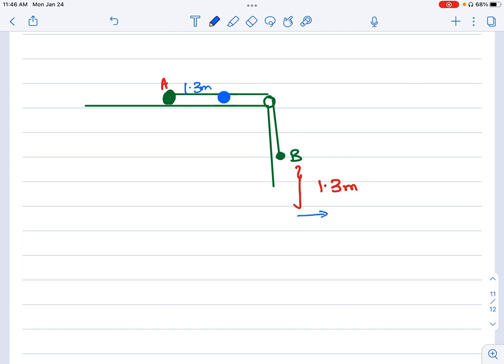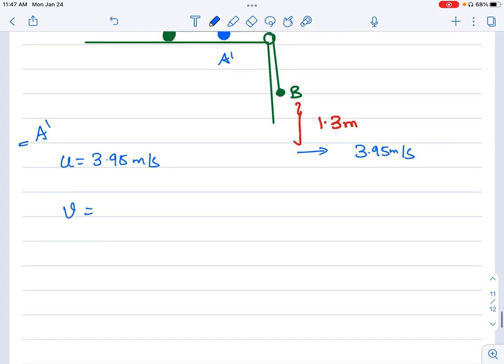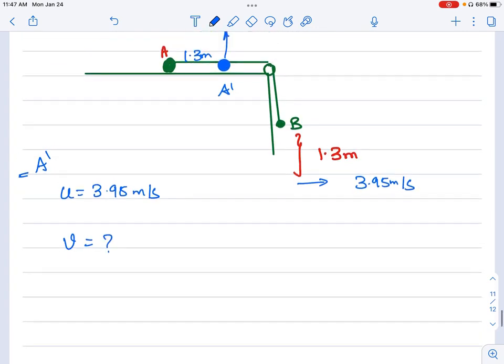Now the velocity of B over here was 3.95 meters per second. Because it is connected with the same string, the velocity of A over there also will be 3.95 meters per second. So this is A prime. At A prime, the initial velocity is 3.95 meters per second. Now he is asking where it will come and stop. So what is he asking? Find the speed with which it reaches the pulley. Final speed is asked. So the remaining distance is 0.8 meters, because total is 2.1, and 2.1 minus 1.3 is 0.8 meters. So the distance it travels is 0.8 meters.